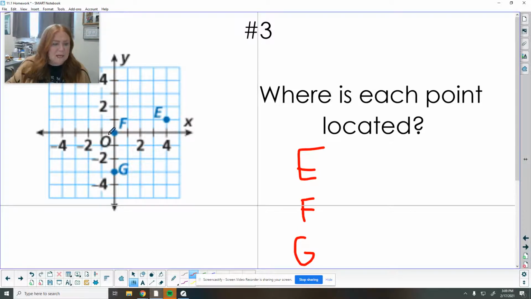The F didn't go over and it didn't go up. It's staying right on that origin, 0, 0. And then to get to G, we didn't have to go over, so we stayed at 0. But then we went down, -1, -2, -3.